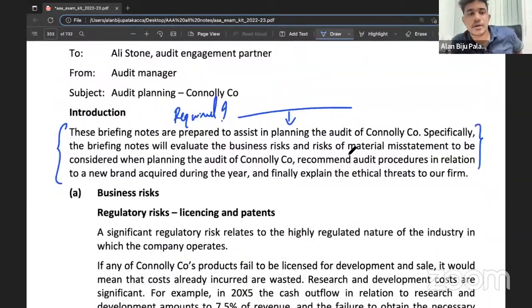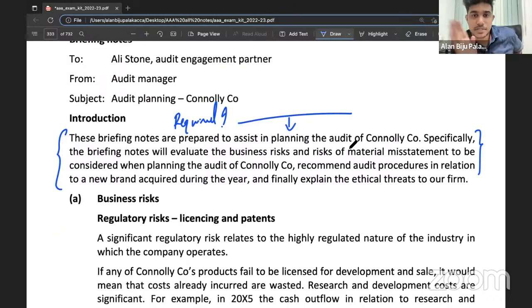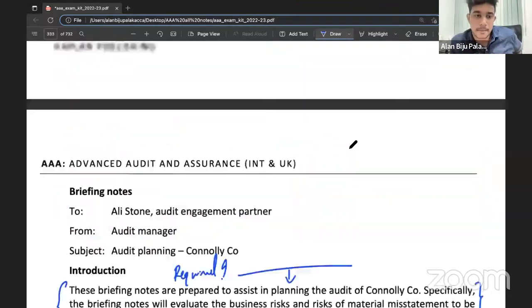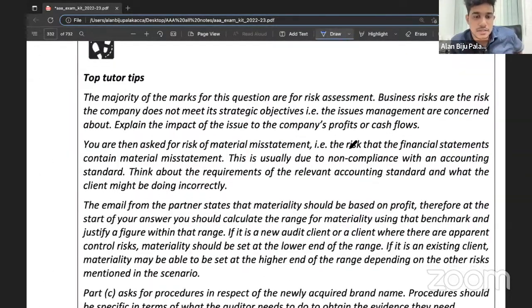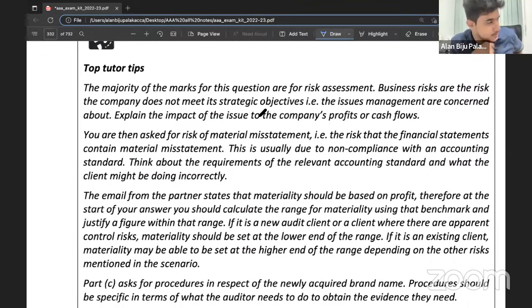Okay. And after including this much area, you can directly start with the business risk and the risk of material misstatement. As I mentioned earlier, just give a common heading for the business risk and risk of material misstatement and include all the possible business risks and risks of material misstatement under that. Okay. And let's just go through the, sorry.